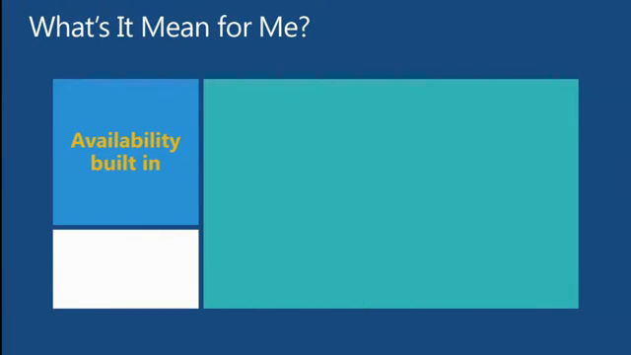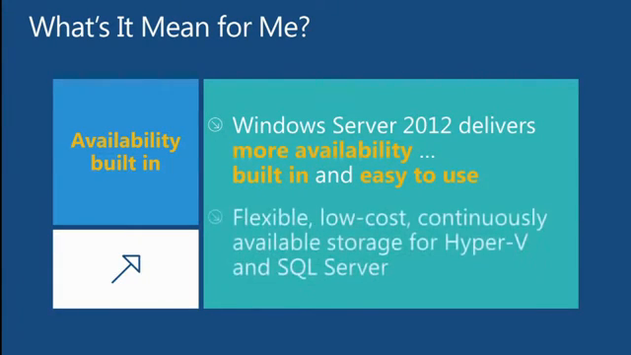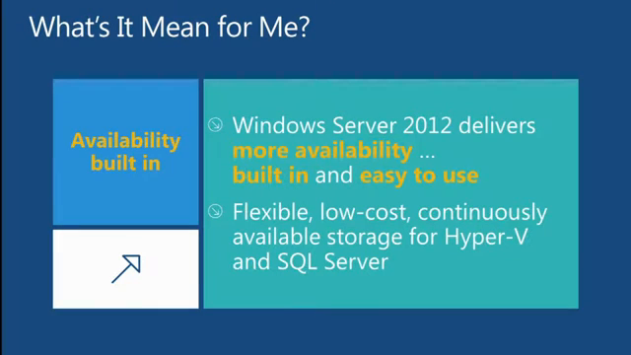So we've talked about a lot of stuff. What does it all mean? Windows Server 2012, more availability, it's built in, and I hope we've shown you it's easy to use. There are flexible, low-cost, continuously available storage solutions for Hyper-V and SQL that come out of that, which enable higher availability of those applications and of the systems that you run in your data center.